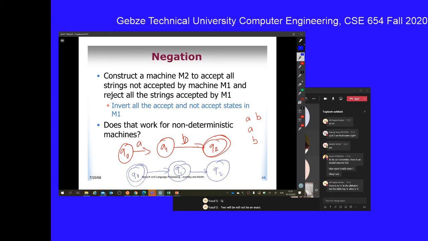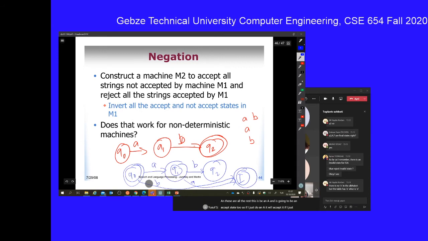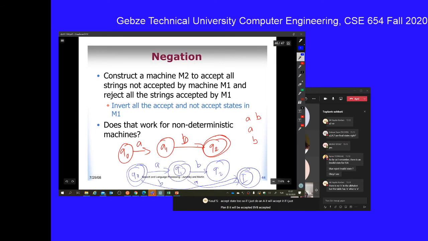What else? Also, as one of you has suggested, there should be an invalid state to go to, and that invalid state is going to accept everything. All the rest is going to go there. So this is A, B, and these are all the rest. This is B and A, and this is going to be an accept state too. So if I just do an A, it will be accepted. If I just do a B, it will be accepted. BA will be accepted, but AB will not be accepted because it goes there. So this is negation.